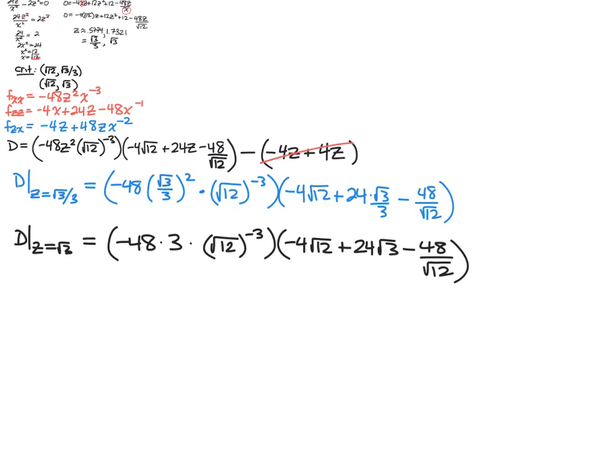Just a fair amount of typing needs to happen. Times, that's the same as 1/3. So I can just make that negative 16 times the square root of 12 raised to the negative third, times negative 4 square root of 12, plus 8 radical 3, minus 48 divided by the square root of 12. Positive.